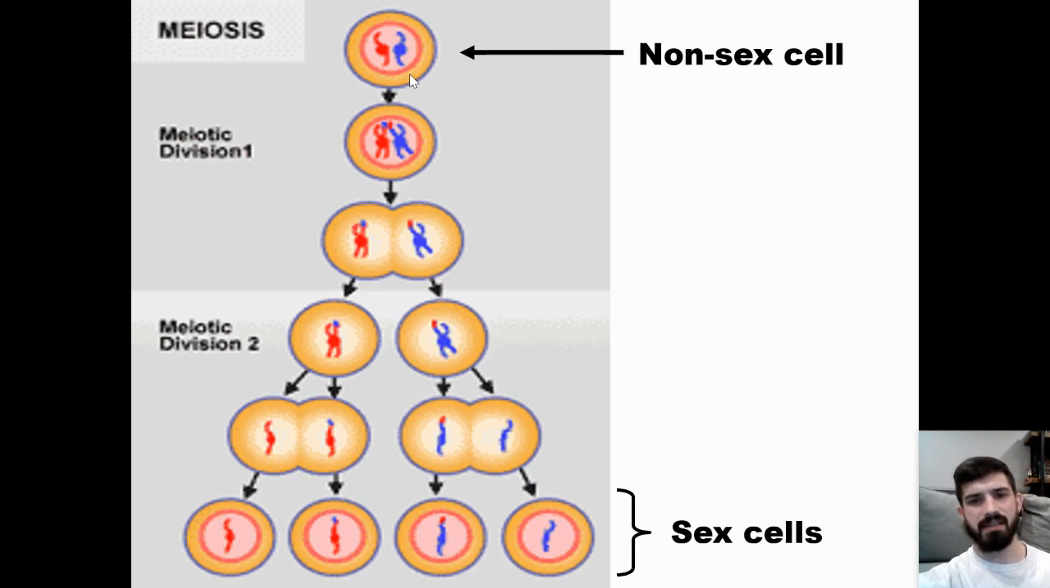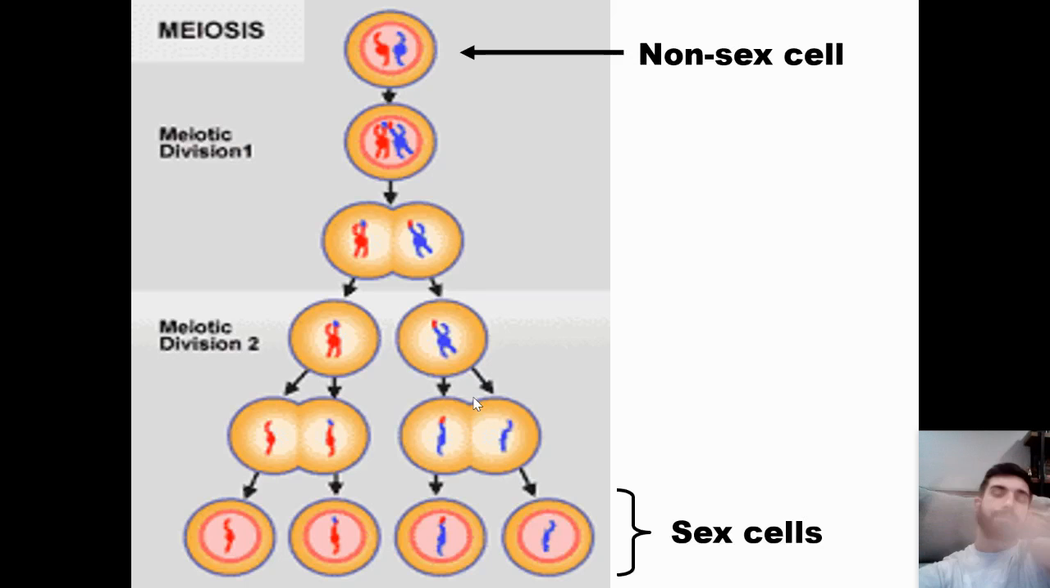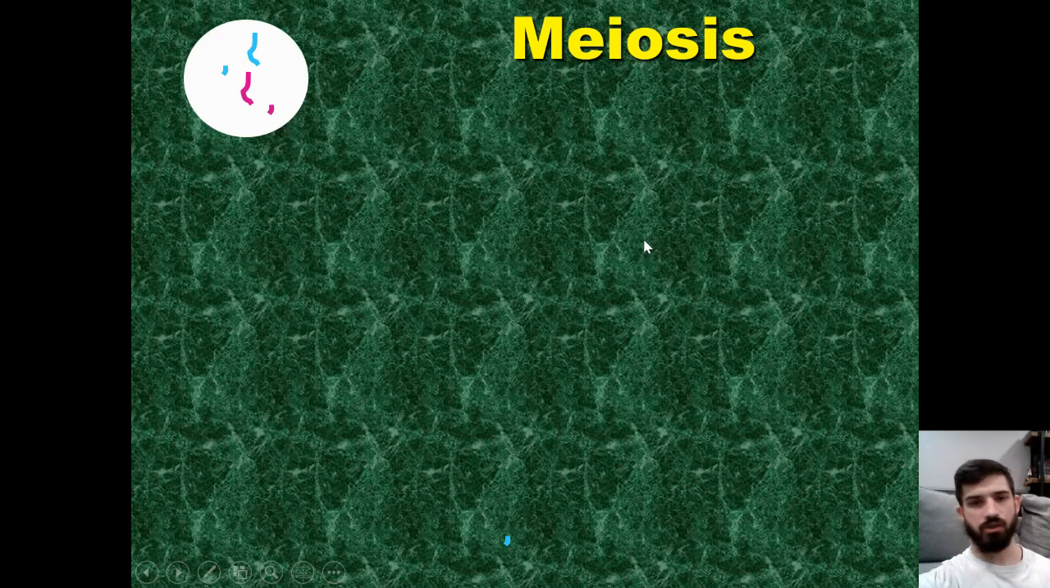So that's going to be your non-sex cell or your germ cell, and you're going to end up making 4 sex cells by the end of it. One of the main differences between mitosis and meiosis is that for meiosis, you have to go through 2 rounds of cell division, right? So that by the end, instead of having 2 new cells, you have 4, like in this picture here. And I'll just show the process on a more basic level here.